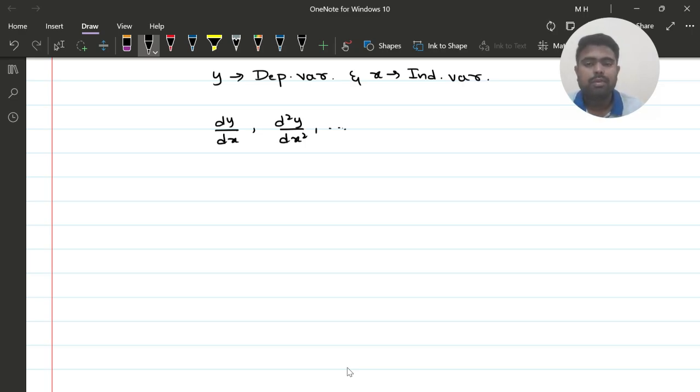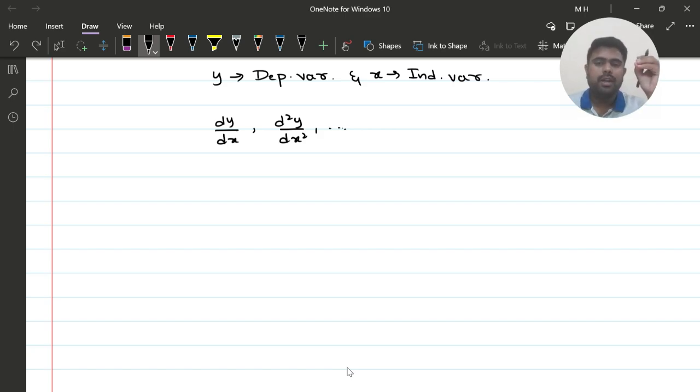Now, when we look at the first one, that is dy by dx, it is the derivative of y with respect to x. What is y? y is the dependent variable and x is the independent variable. So it is a derivative of a dependent variable with respect to an independent variable. Therefore any equation that involves such derivatives is called a differential equation.